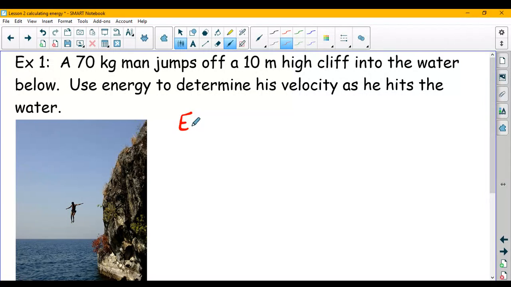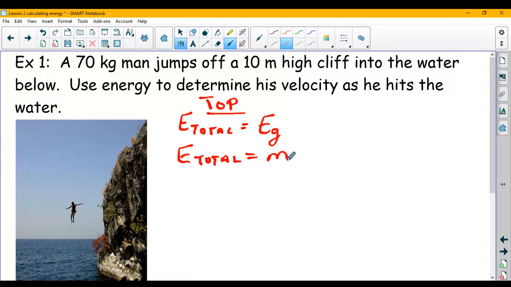So, at the top, his total energy is all due to one thing and one thing only. He's not moving yet, but he is off the ground. So he has gravitational energy at the top. And this I can find the value of because the gravitational energy equation is easy. I can just substitute it in.